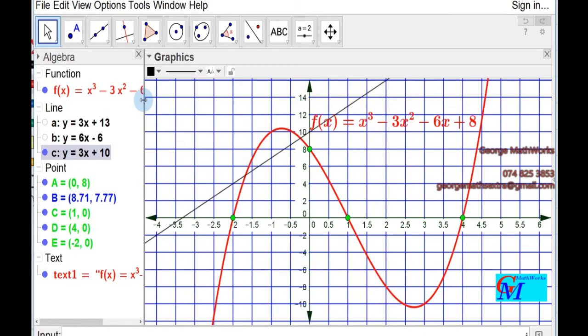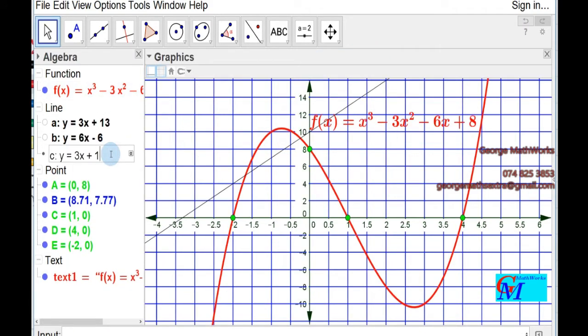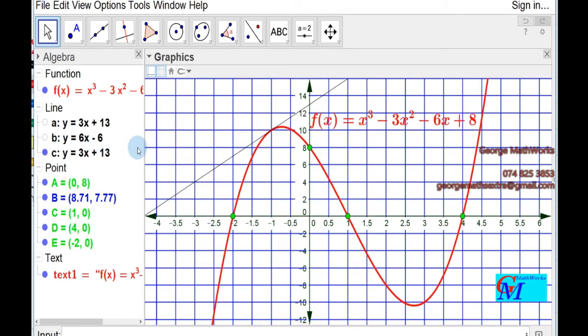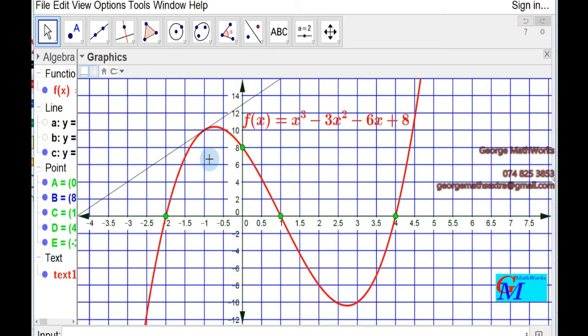Let me change that a bit. It's plus 13, not plus 10. So here it's plus 13. Now here goes the graph. From what we are seeing now, we can see that this is really a tangent.